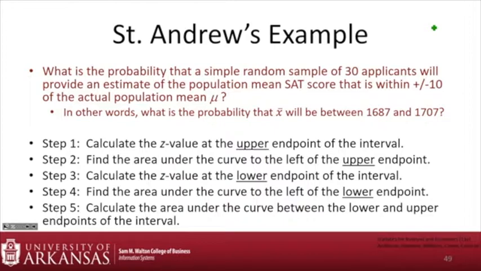Questions that we ask. We start talking about probabilities, right? What's the probability that if we take some simple random sample of 30 applicants, we're going to have an estimate, a mean SAT score that's plus or minus 10% of our actual population mean. So we go plus or minus 10%. Our actual population mean is that 1697. We go 10 points below it, we're looking at 1687. We go 10 points above it, we're looking at 1707.